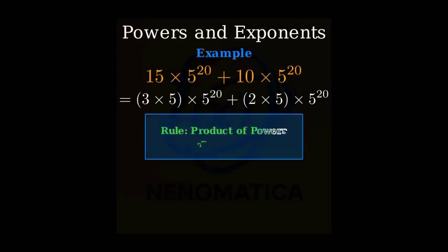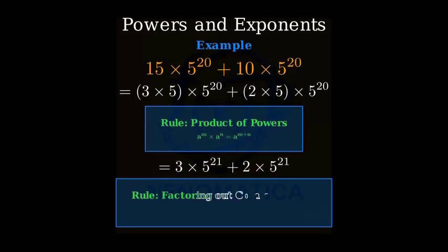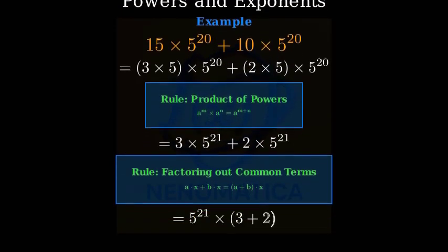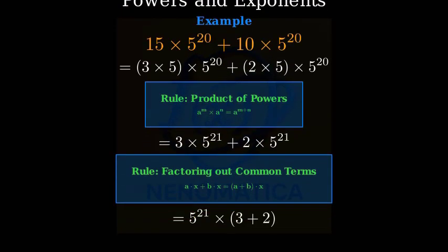Now we can use the product rule for exponents. When we multiply terms with the same base, we add the exponents. In this case, we have 5 to the power of 1 times 5 to the power of 20, which equals 5 to the power of 21. Now we can factor out the common term 5 to the power of 21 from both terms. We get 5 to the power of 21 times the quantity 3 plus 2.